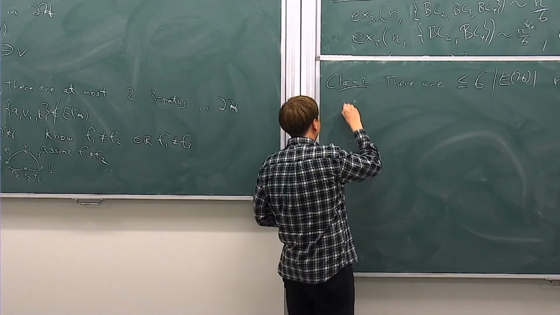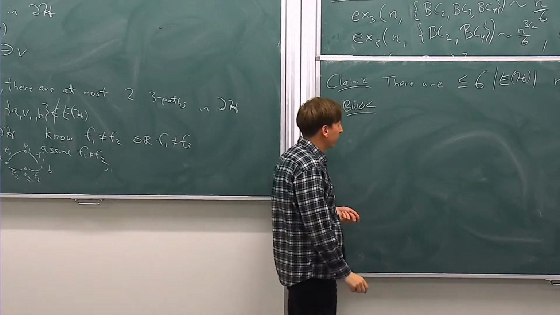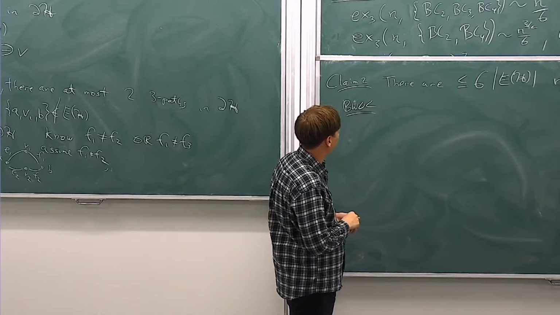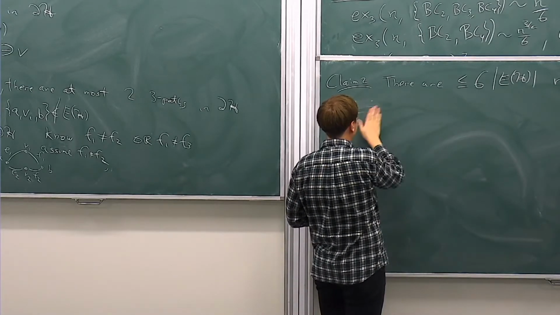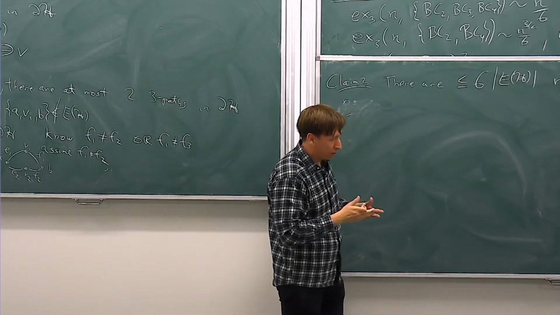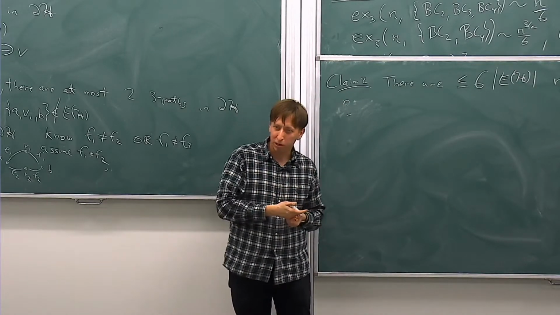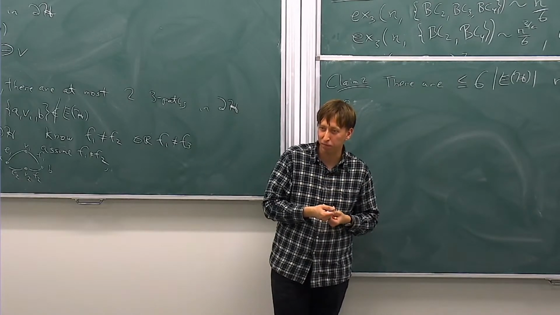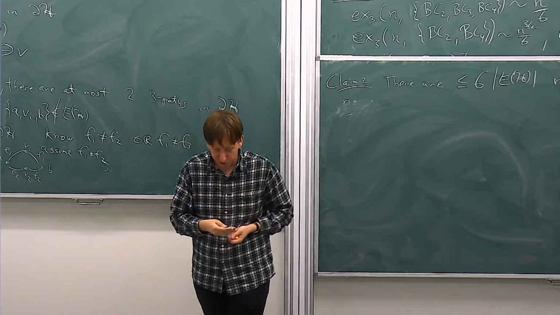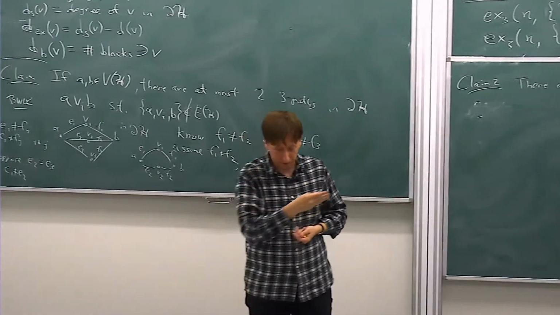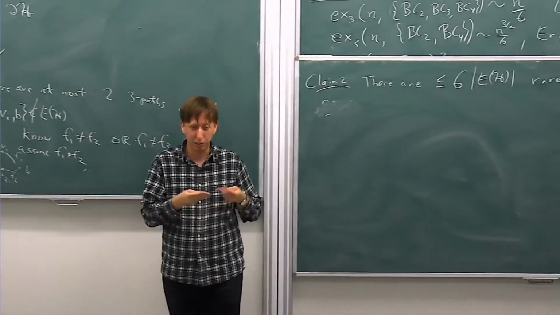So again, assume that there's 7, let's say. Well, okay, so maybe before this. Every 4 cycle in the shadow of H, there must be an edge from the original hypergraph contained as a vertex subset of that 4 cycle, because otherwise that 4 cycle would just immediately be a Berge 4 cycle.